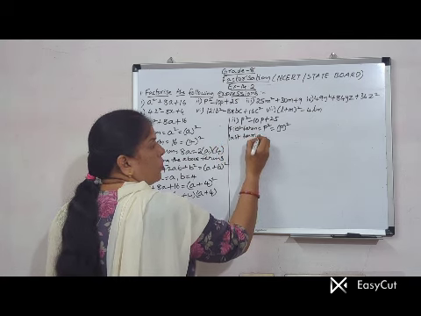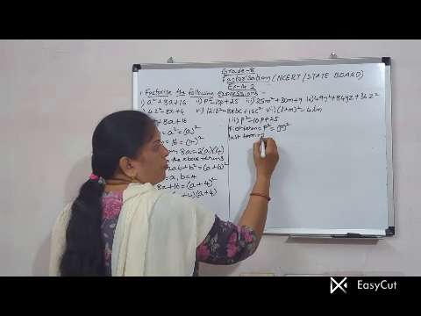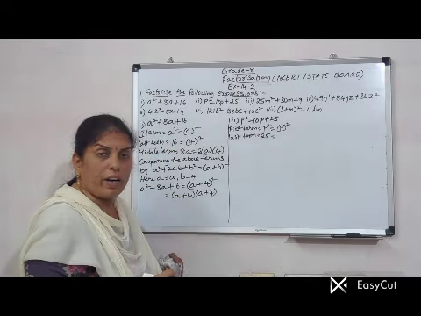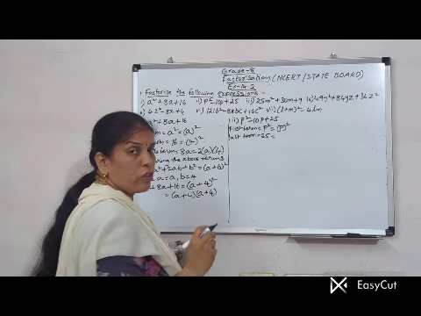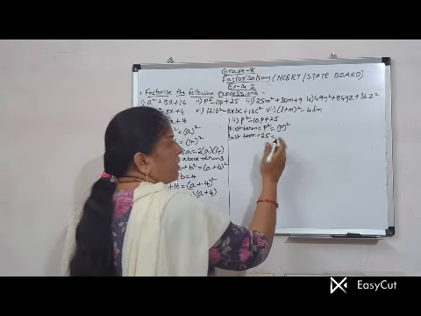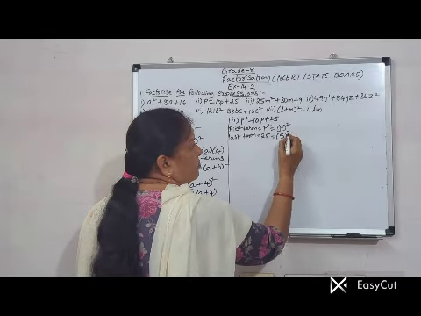Last term. What is the last term? 25. What is the square root of 25? Square root of 25 is 5. That means you can write 25 as 5 whole square.